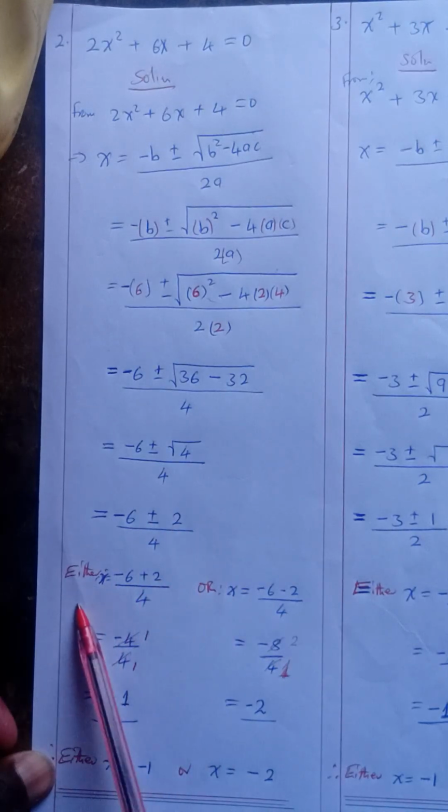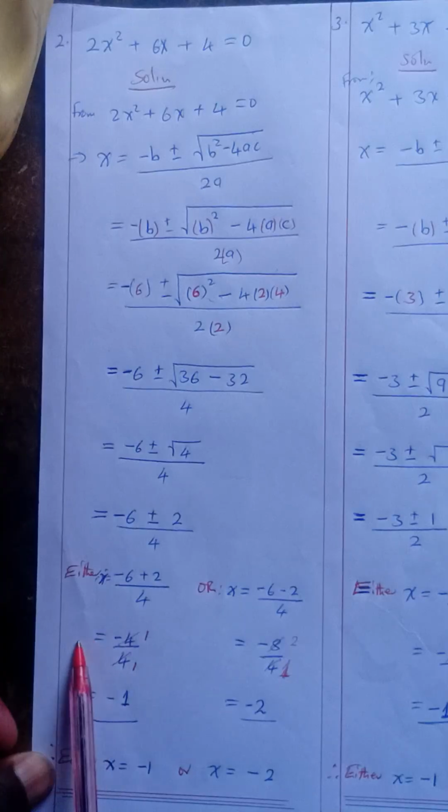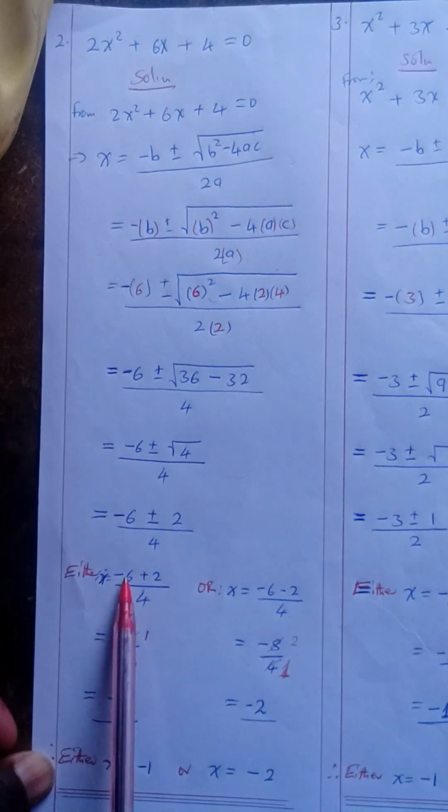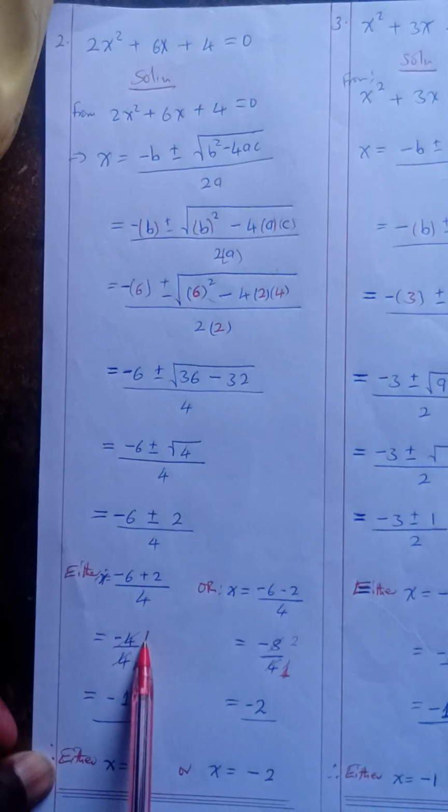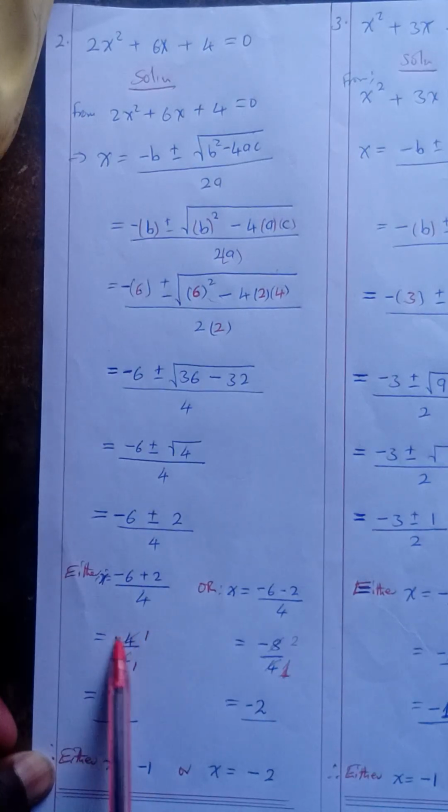So we can handle this one concurrently. We can begin with this side. So here, negative 6 plus 2, we get negative 4. The denominator is here 4. So we can reduce by 4 here 1, by 4 here 1. So 1 over 1 is the same as 1, but negative is here. So which means our answer here is negative 1.